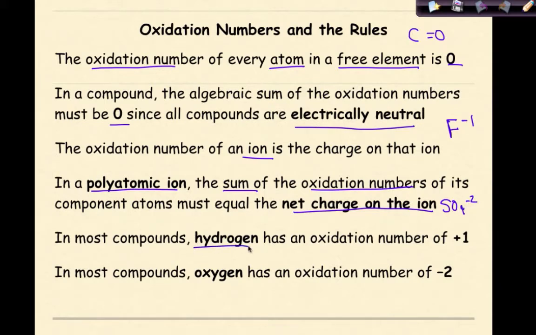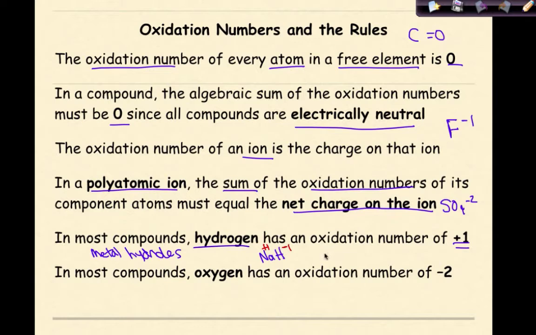In most compounds, hydrogen has an oxidation number of +1, but be really careful here. If you look at your periodic table, you'll know that hydrogen has a charge of +1 and -1. So what you want to watch out for is situations called metal hydrides. Metal hydrides. Beware the metal hydrides. So an example of a metal hydride could be something like NaH, sodium hydride, where we know that sodium has a charge of +1, therefore the hydrogen has to have a charge of -1.